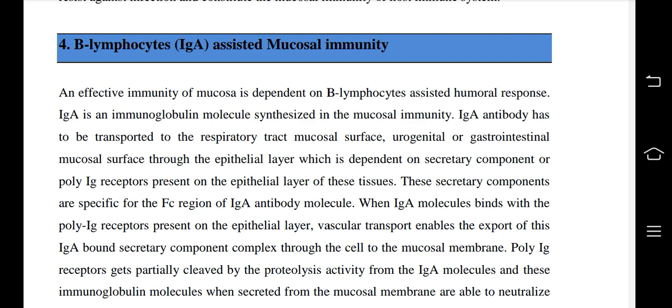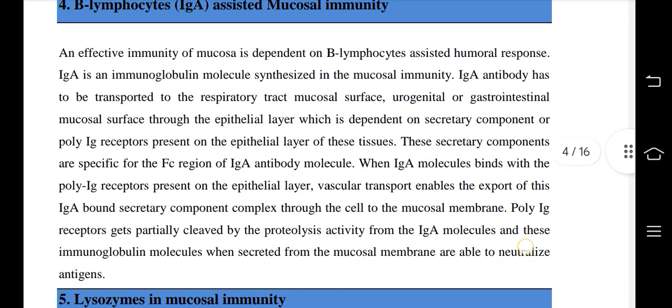An effective immunity of the mucosa is dependent on the B lymphocyte assisted humoral response. IgA is an immunoglobulin molecule synthesized in mucosal immunity. IgA antibody has to be transported to the respiratory tract mucosal surface, urogenital or gastrointestinal mucosal surface through the epithelial layer, which is dependent on the secretory component or poly-Ig receptors present on the epithelial layer of these tissues. These secretory components are specific for the Fc region of the IgA antibody molecule.